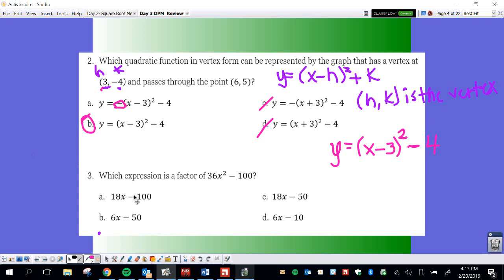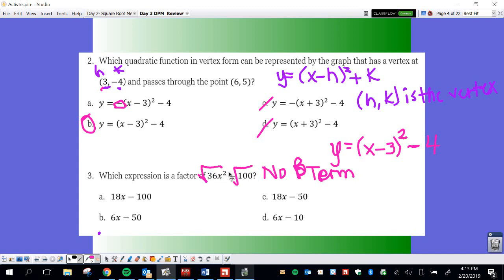All right, number 3. Which expression is a factor of 36x squared minus 100? Remember, this has no b term. Since it has no b term, I can just square root both of my terms and see what my factors would be from there. So I'll square root 36x squared, and I'll square root 100.